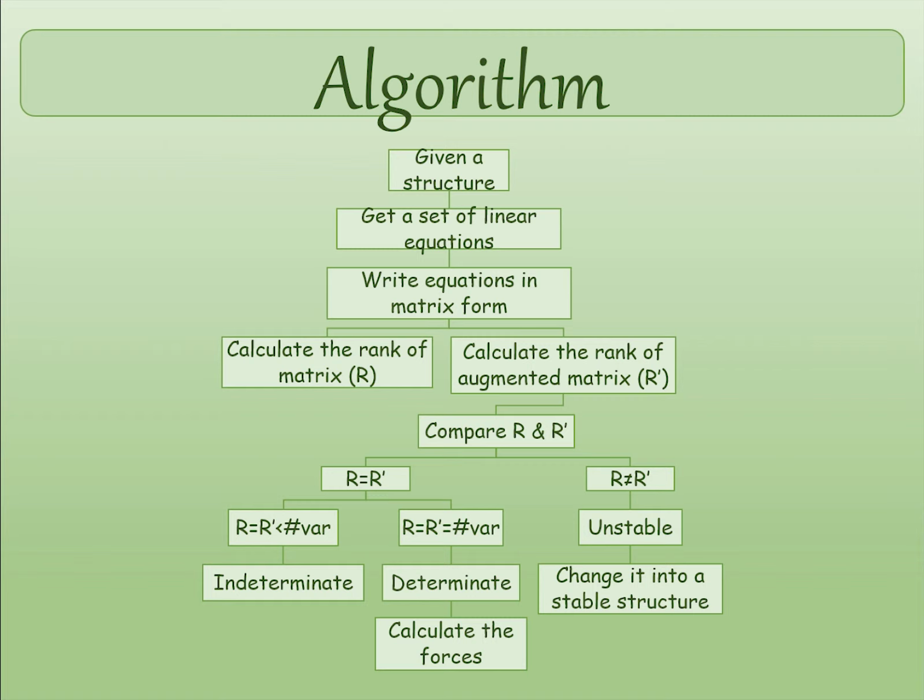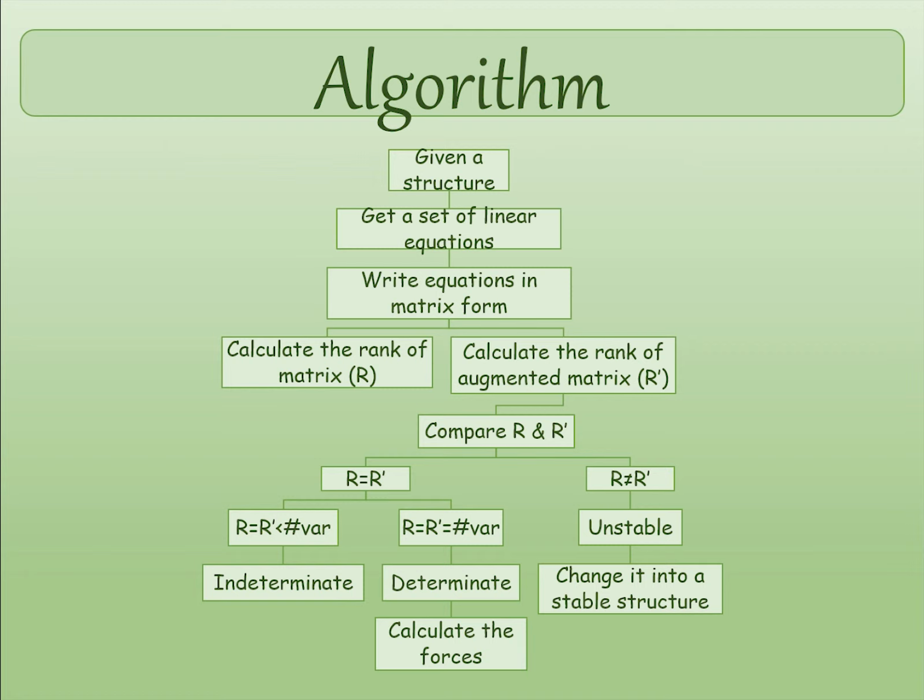Now let's go on to our algorithm. Given a structure, we can get a set of linear equations by setting the forces as variables and analyzing the forces everywhere. Then we write the equations in matrix form and calculate the rank of this matrix, which is R, and the rank of its augmented matrix, which is R prime. Then we compare R and R prime.